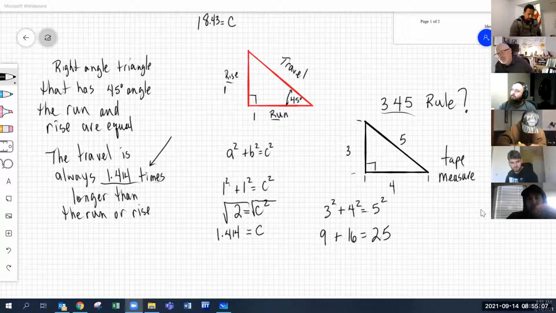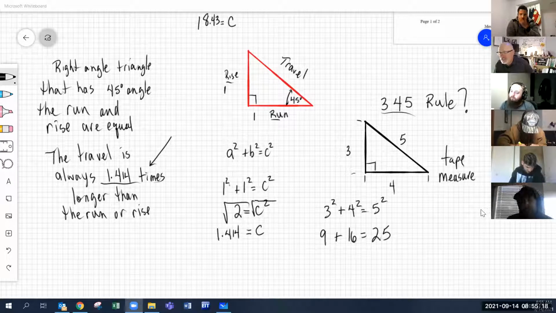It's just basically for layout. When we do layout of bigger projects, we want to make sure we're working with right angles, because if we don't have a good right angle to start from, all your measurements and calculations are going to be slightly off. So it's good to know to start.